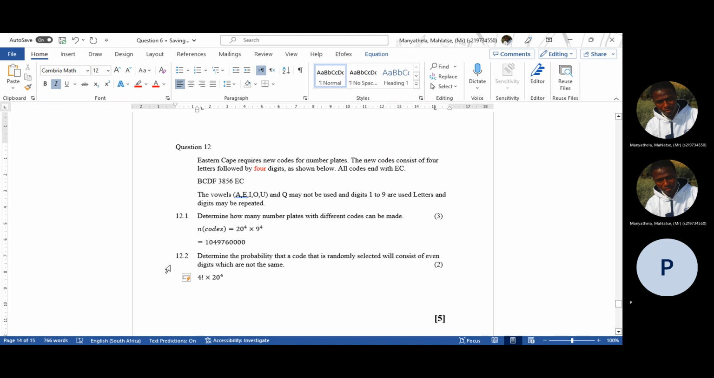So 4 factorial times 20 to the power 4 is 3,840,000. 3,840,000.